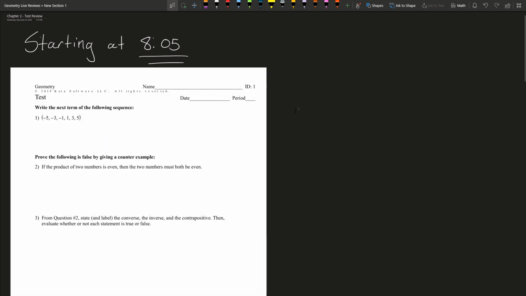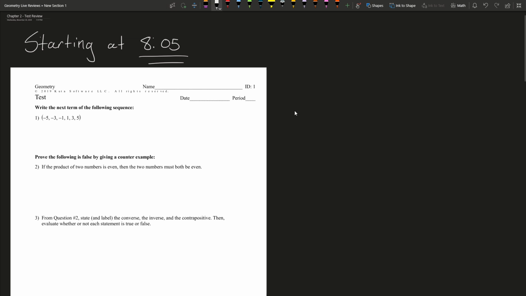So, question one, write the next term of the following sequence. This is using inductive reasoning, so we're finding a pattern and then giving the next term or two or three. I will say that on the test, I'm probably not going to do just the next term. It might be like the next three terms.